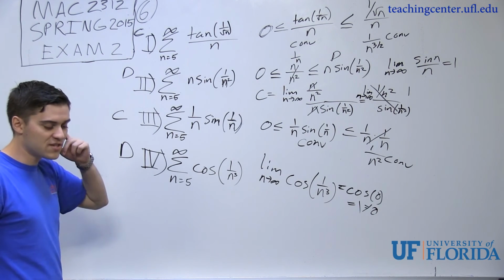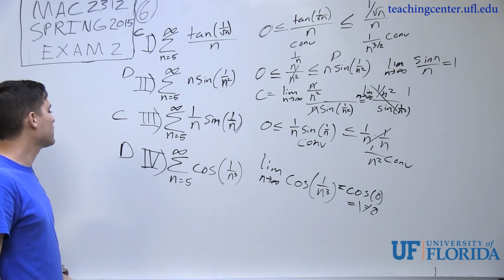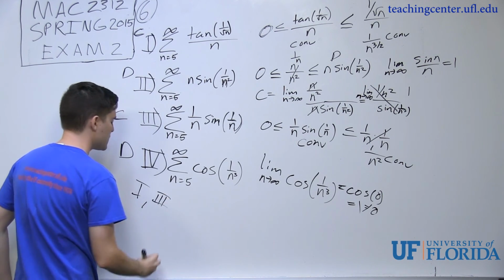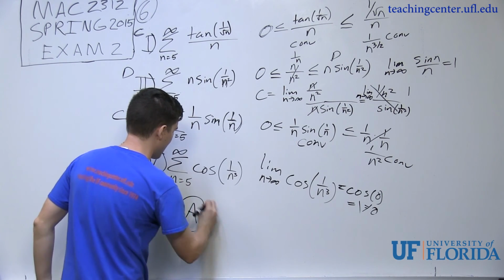So out of these 4 series, 2 were convergent, 1 and 3. Which means that my answer has to be A.